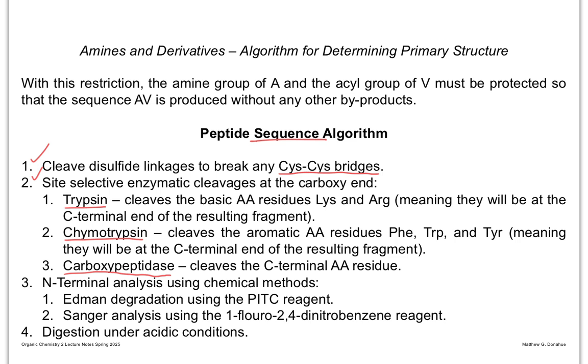Then we can do our chemical methods with N-terminal analysis, either with the Edman degradation that uses the phenyl isothiocyanate, or the Sanger using the 1-fluoro-2,4-dinitrobenzene reagent, and then we can also use digestion. As well in there is the cyanogen bromide that's selective for methionine. So all of these things help cleave a large chain into smaller ones, and then through that fragment analysis we can use some logic to determine what the primary sequence is.